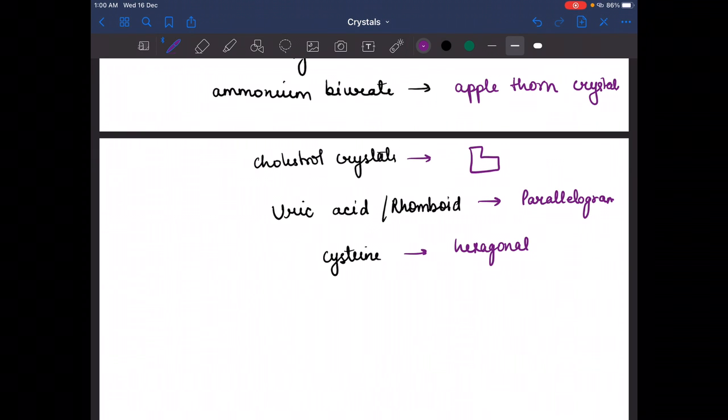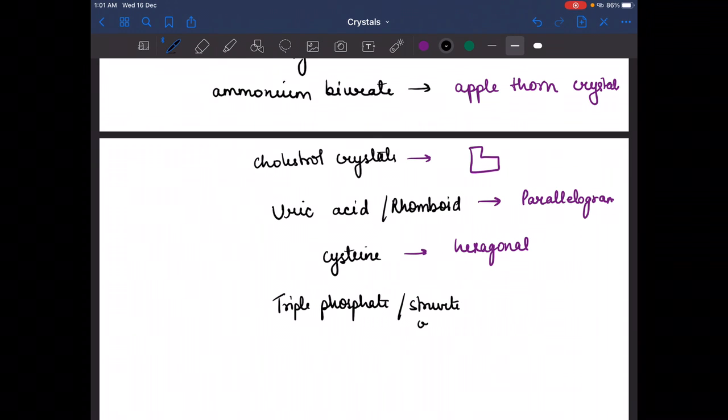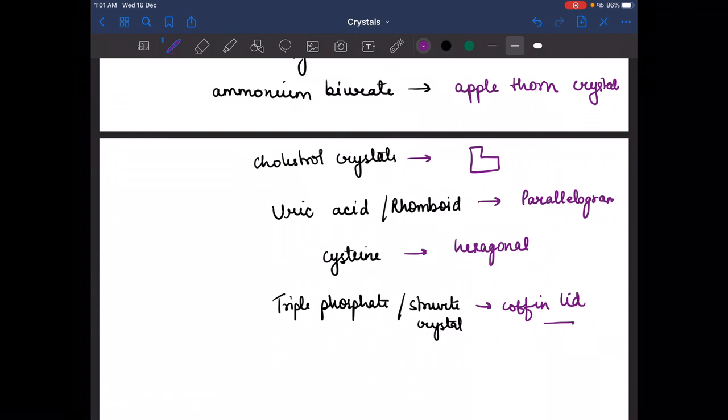And we also study about triple phosphate or struvite crystals, which are coffin lid, as we can see like this. These are coffin lid, which are triple phosphate or struvite crystals.